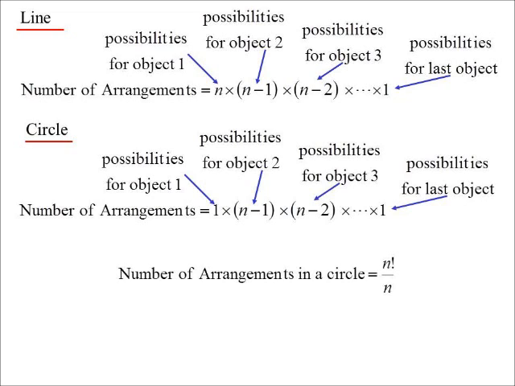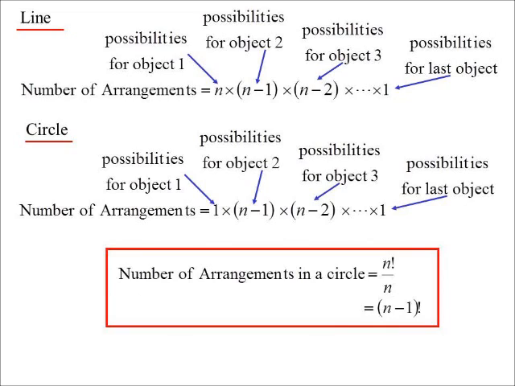So it's n factorial divided by n. I guess that's because that's the number of ways we could have placed the first object if we were placing it in a line. So it becomes n minus 1 factorial. So that's all we really have to do. If it's in a circle, it's 1 less factorial number of objects.